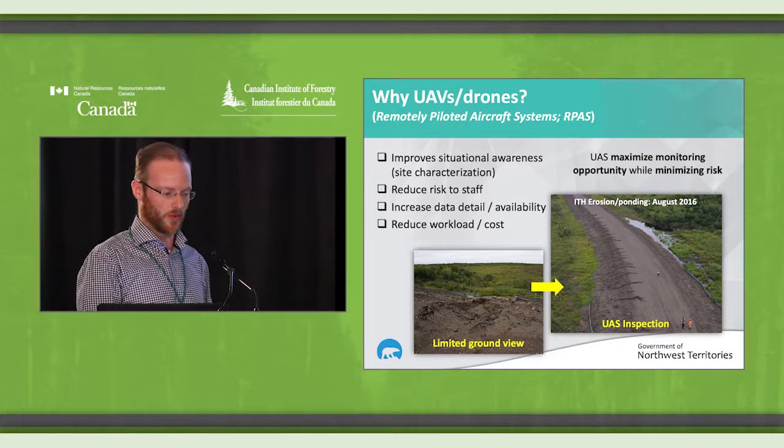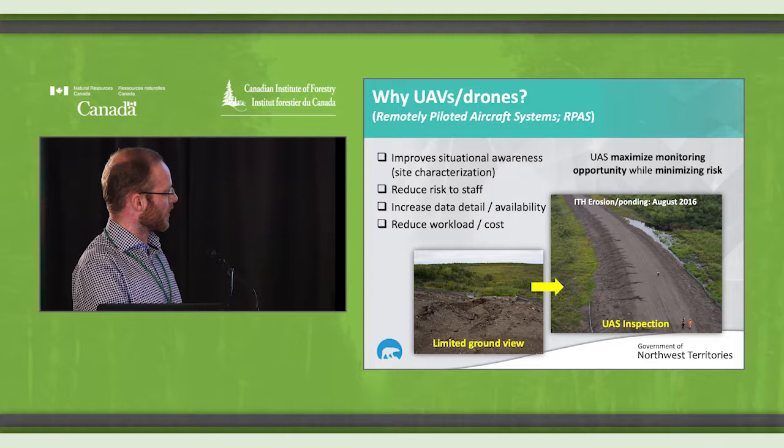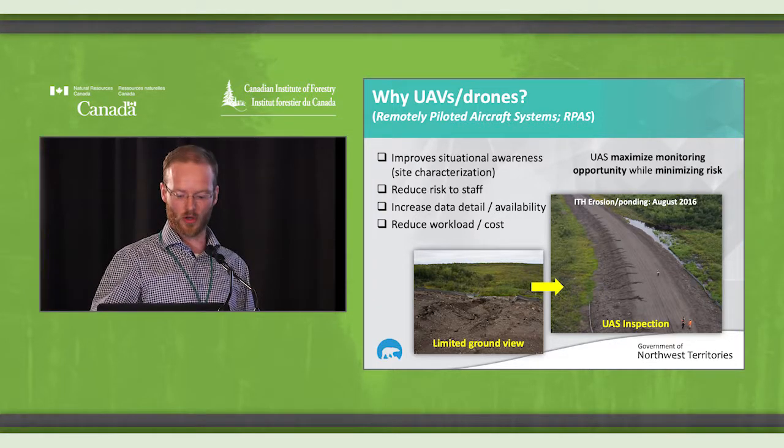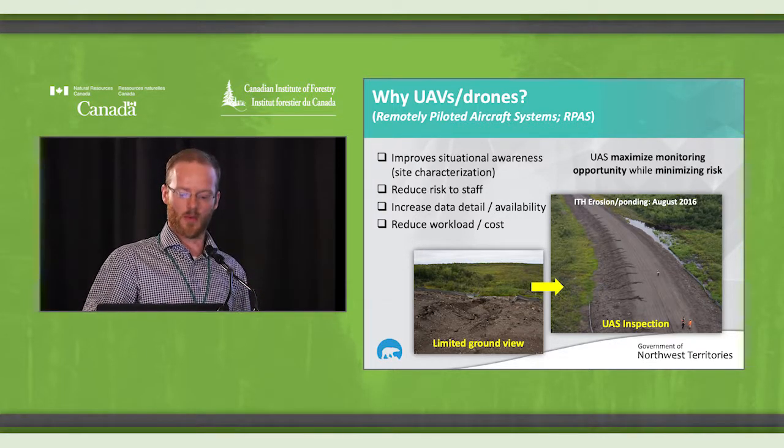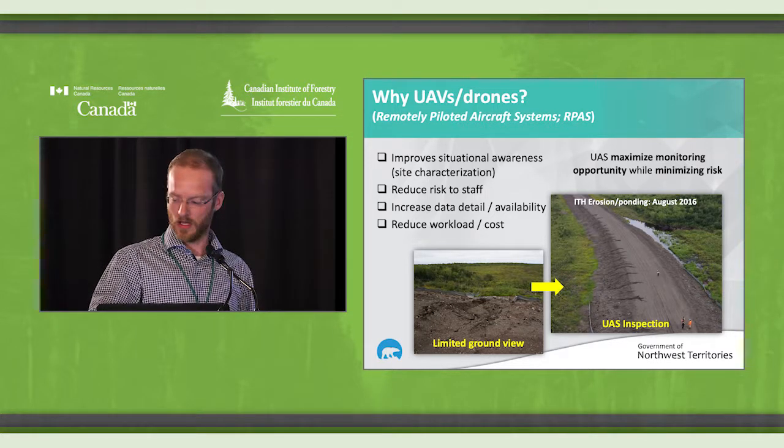And here's just an example of the data that can come back, even if it's just an oblique photo, showing some erosion and ponding issues along likely Canada's newest highway, the Inuvik to Tuktoyaktuk Highway, reaching all the way to the Beaufort Sea.